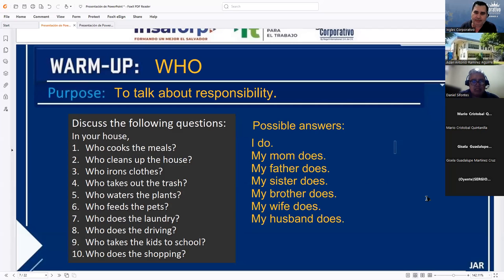Who feeds the pets, like the dog, the cat, who feeds the animals? Who does the laundry? Who washes the clothes? Okay. Who does the driving? Who takes the kids to school? Who does the shopping? Who goes shopping? Okay, so these are the questions that you need to ask your partners. Possible answers: I do, my mom does, my father does, my sister does, my brother does, my wife does, my husband does.